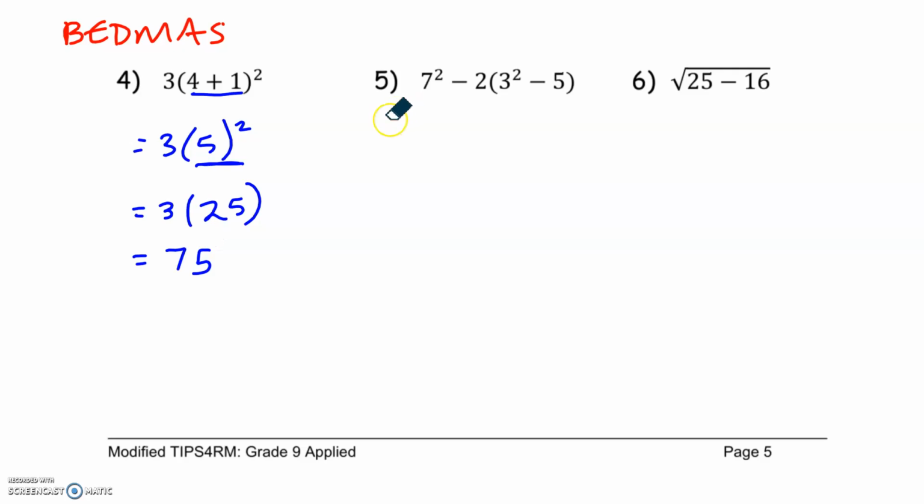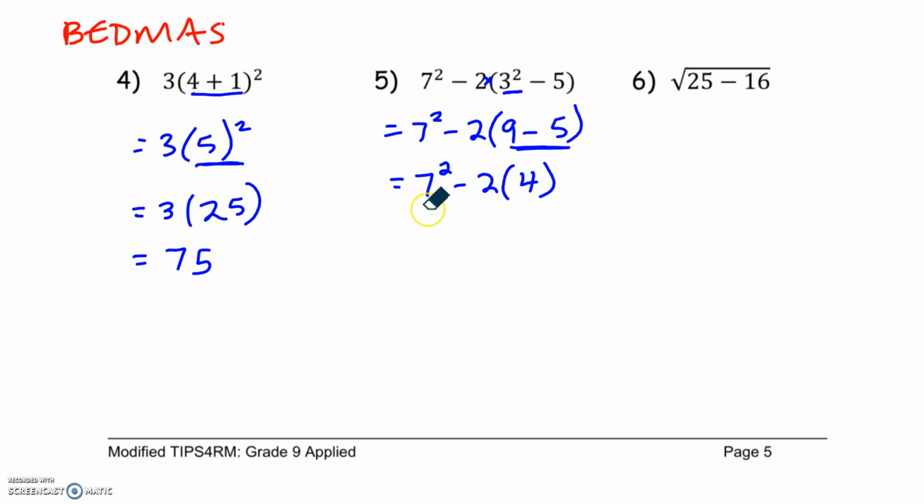All right, let's try the next one. I have an exponent, subtract. I have timesing right here. Remember, that means times. Another exponent and subtract in a bracket. So I have to start with my bracket. I'm going to start with 3 squared. So I have 7 squared minus 2 times 3 squared is 9 minus 5. Okay, the next thing I have to solve is in my bracket. So I'll write 7 squared minus 2. Remember, this is times. 9 minus 5, that answer is 4.